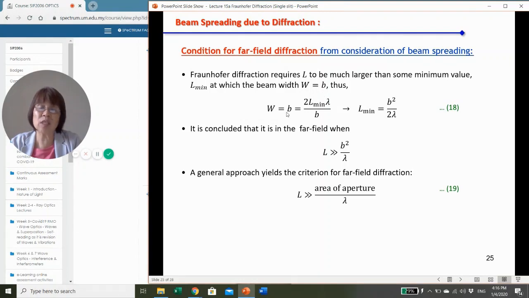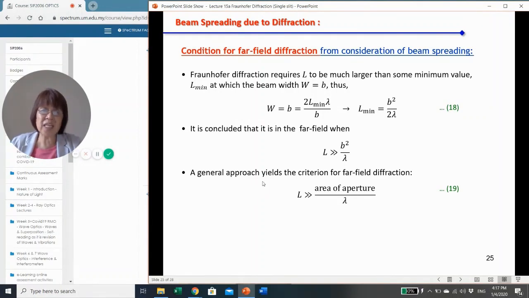When the width of the beam is equal to the slit width, by writing that, we will have 2 L min multiplied by lambda divided by b. So L min will be equal to b squared over 2 lambda. And from here, then we can say that if it's far field, at least L should be much larger than this number here, b squared over lambda. This is just intuitively, just a general estimate.